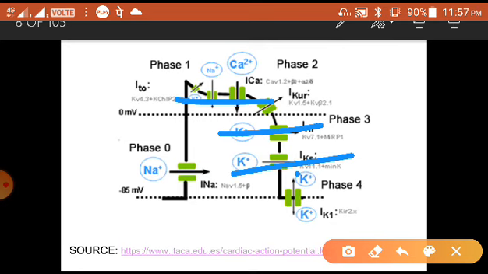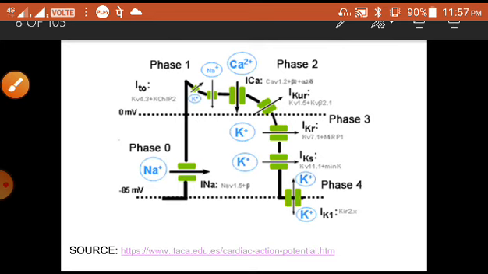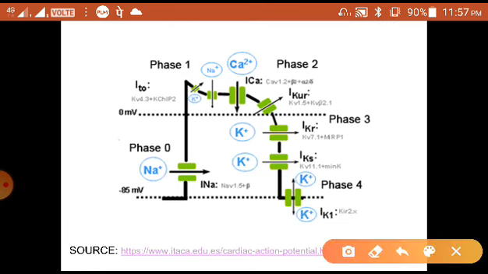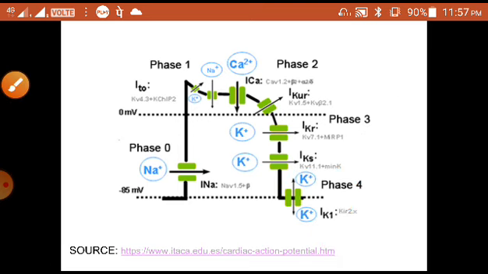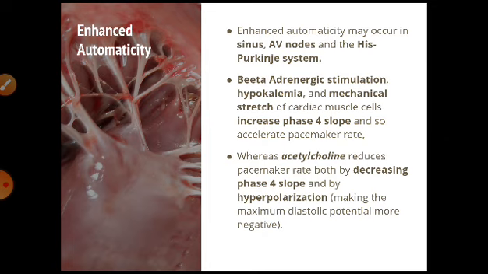Then it recovers its resting membrane potential, which it maintains here, and then it comes down, right? After that, when it reaches here, it will go for the refractory period, where no depolarization happens for some time, and then afterwards it will again start a new cycle. So this way the action potential generates in the cardiac cells. So we'll see the first one, which is called enhanced automaticity.